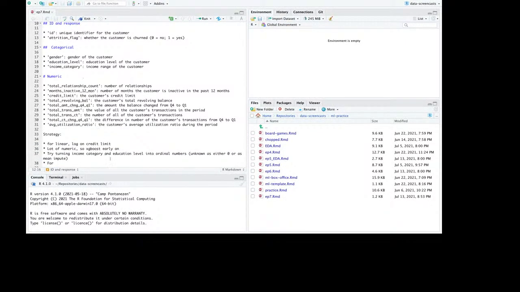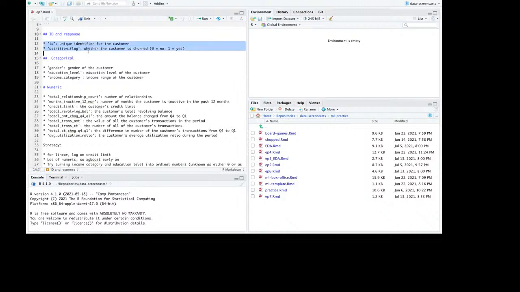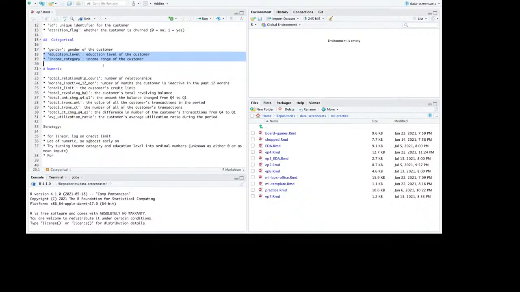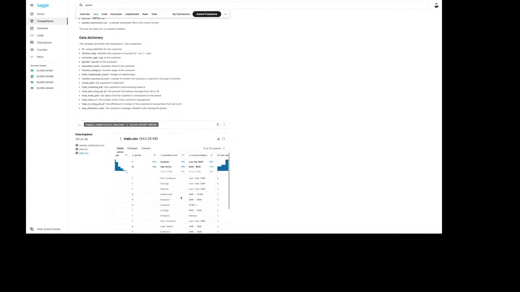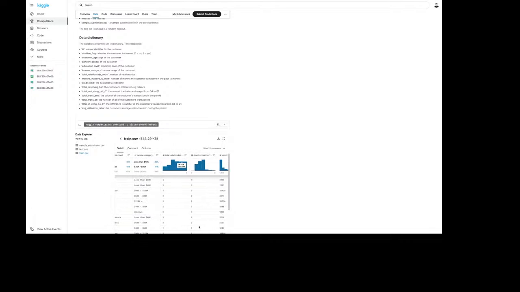Right now I can take notes: the ID and response, then the 3 categorical variables, gender, education level, and income category. Two of these, education level and income category, are kind of ordinal. Education goes uneducated, high school, college, graduate, postgraduate, something like that. There's also unknown, and income category too. So those are some we might want to parse and turn into an order, and maybe we'll get a better model out of that.